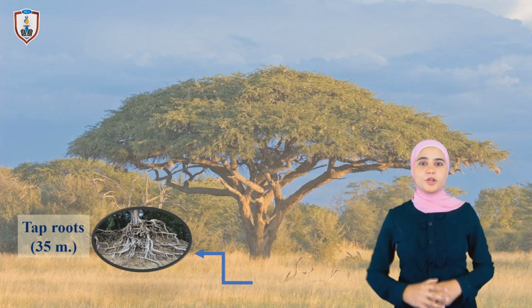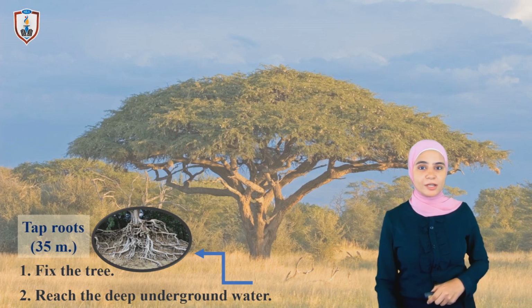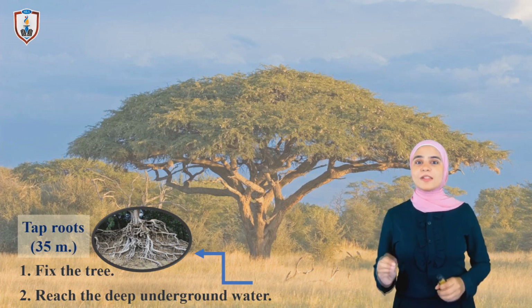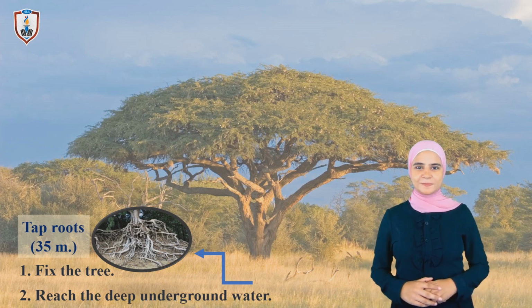These tap roots are very important as, number one, they can fix the plant in its place. Also, they can go deep and deep under the soil. They can reach a depth of 35 meters trying to reach the deep underground water.